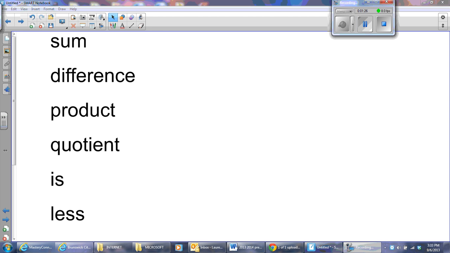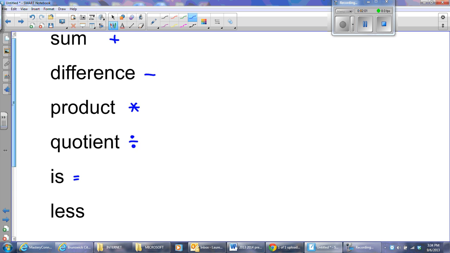Okay, I found the page I was looking for, and I want to review some keywords. There will be other keywords we'll pick up along the way, but these are some of the ones we start with. The first one is sum. The sum is the answer to an addition problem. Difference is the answer to a subtraction problem. Product is the answer to a multiplication problem. This should be elementary school level stuff. Quotient is the answer to a division problem, although you don't often see me use a division symbol. I will usually use a fraction bar. Is, of course, means equal.